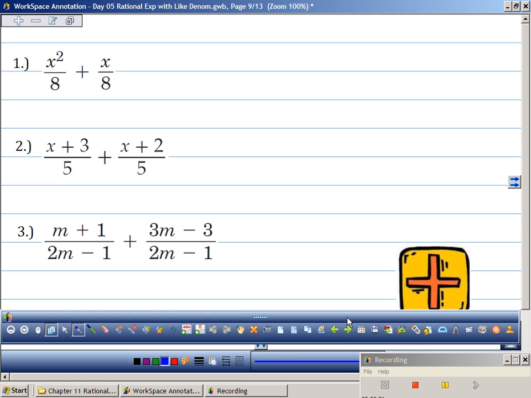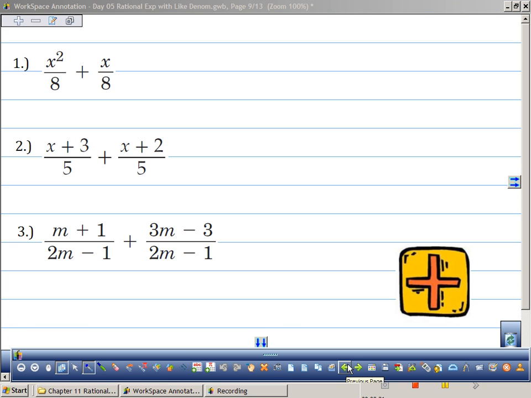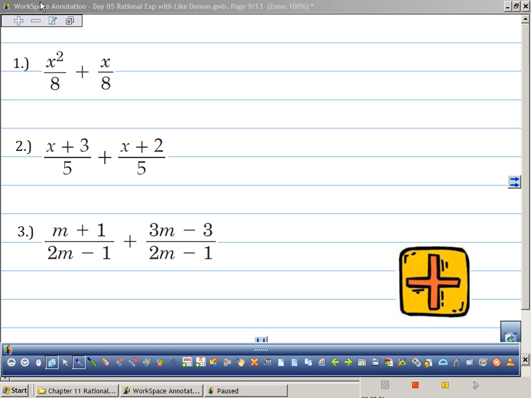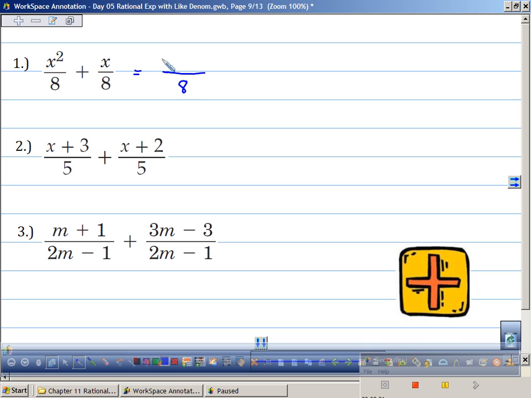Okay, let's work on some. So write these 3 down. Okay, so let's start with number 1, x squared over 8 plus x over 8. They both have a common denominator of 8. So we're going to keep the denominator and add the numerator. So I have an x squared and an x. Can I do anything with that? No. Nope, that one's done.